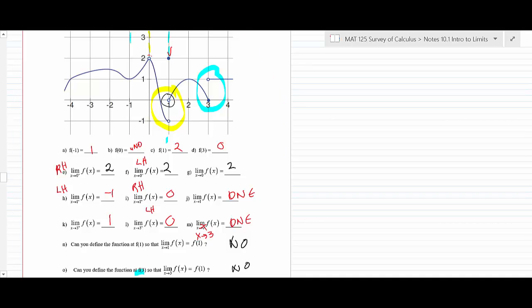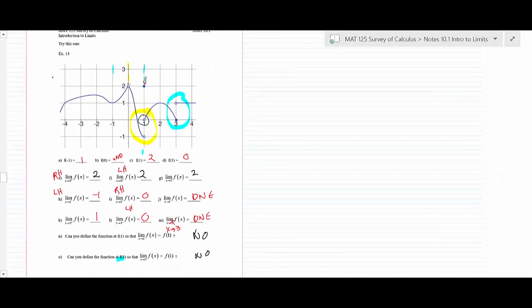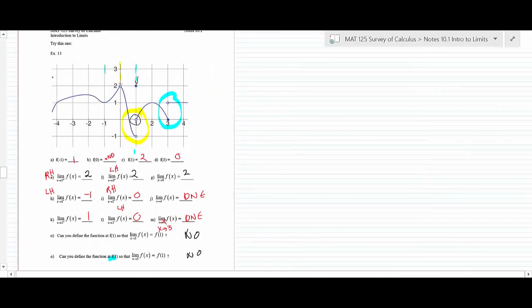Now, if you wanted to make the value of the limit equal the function value here, you could say f of 0 is 2, and then you would fill in that dot there. So that's basically what that's saying.